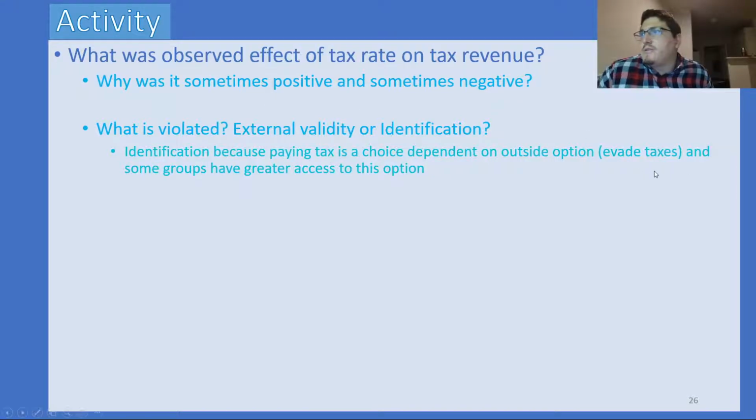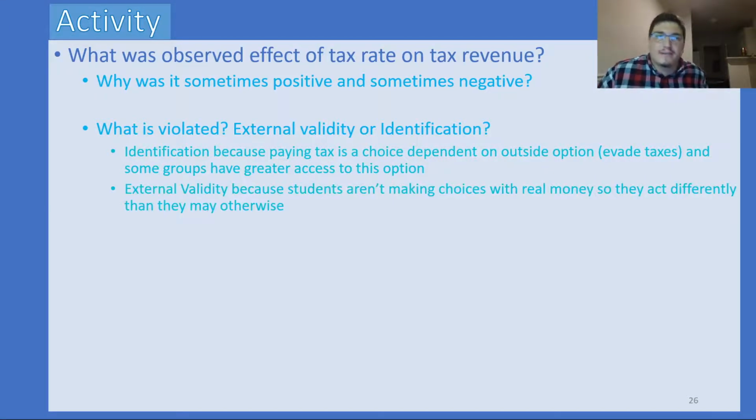And then, of course, some groups have greater access to this option. That's going to decrease tax revenue, primarily when it's the rich that have more access to that outside option to evade taxes. But also, you have external validity violated because students are not making choices with real money, and they act differently than they might otherwise. This is an issue I always have when I try fun class experiments. It takes a while for students to get with it. Keep in mind, I'm doing all these experiments just after students are coming back from COVID, so they're still kind of getting their feet wet. Maybe it's a lot easier as we get further and further away from COVID, but we're yet to see.